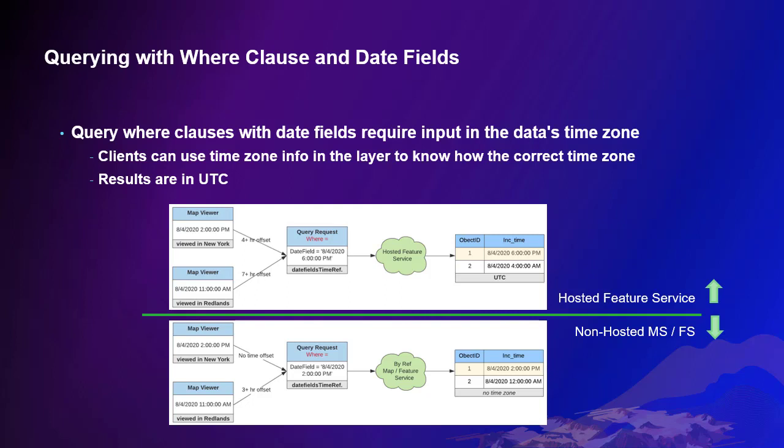In the case of hosted feature services, the client converts to UTC. For non-hosted feature services, the example below shows values converted to Eastern Time, as that is the time zone of the data.